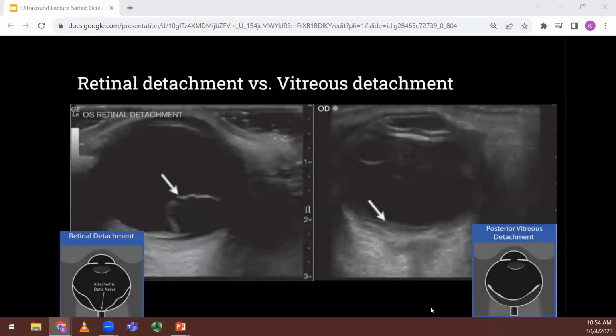So again, in retinal detachment, the membrane itself is going to be attached to the ocular nerve, whereas in vitreous detachment, it's going to cross the nerve. That's the main distinction. All right, so let's practice.